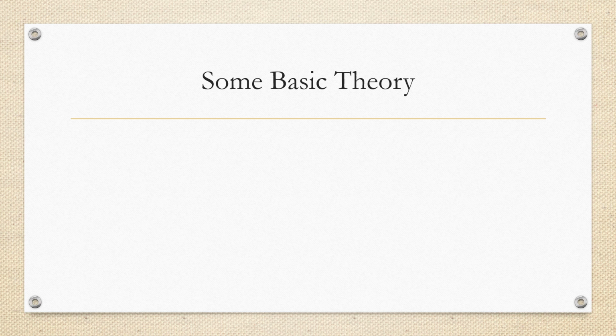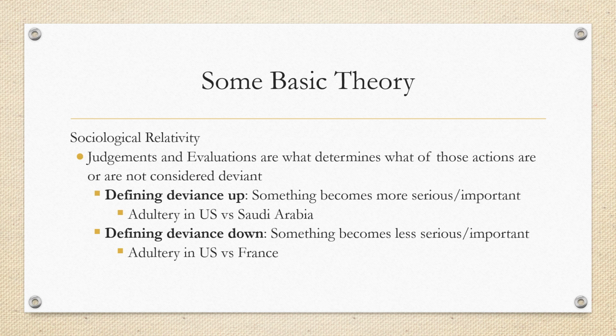Now we're going to go into some basic sociological theory. So, sociological relativity are the judgments and evaluations that determine what of the actions we see are or aren't deviant. So how do we decide what is deviant, what isn't deviant? There are two related phenomena here of defining deviance up or defining deviance down. If we define deviance up, we define it as being more important in our place as opposed to another place. If we define deviance down, it is less important here than it is there. So these are terms of comparison, right?